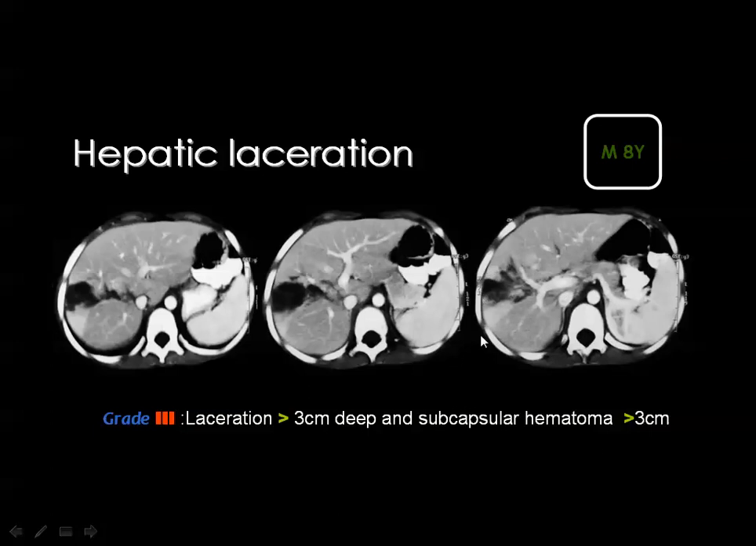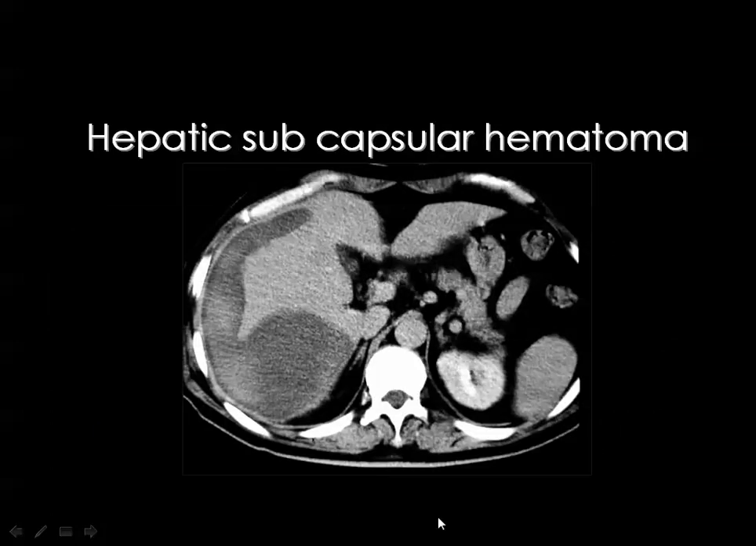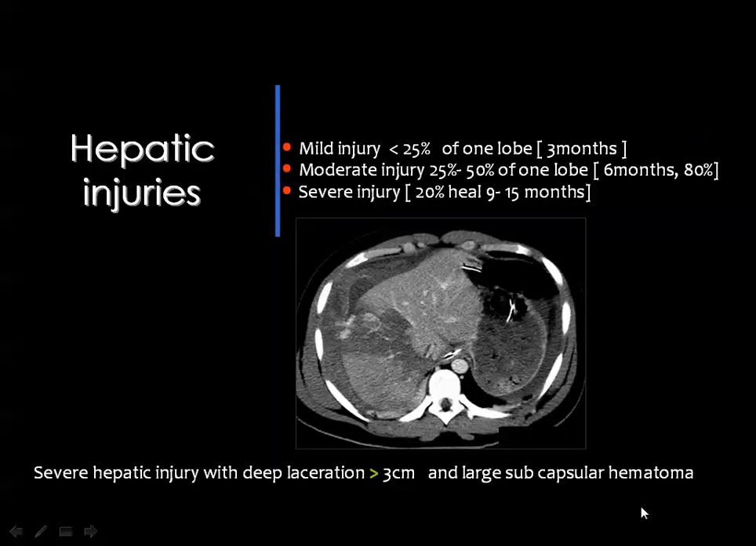But here you cannot see a subcapsular hematoma, you see only the laceration in the hepatic lobe. And this is an example of subcapsular hematoma around the right hepatic lobe, and you see the hyperdensity of the blood conforming with the hepatic contour.